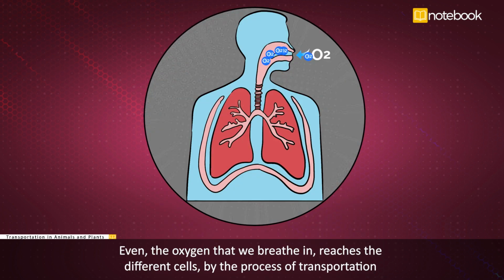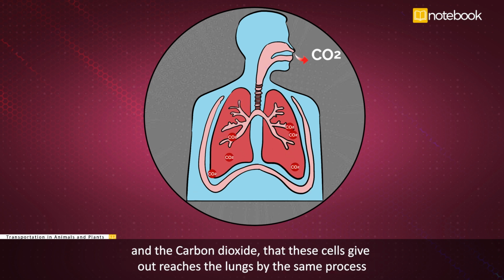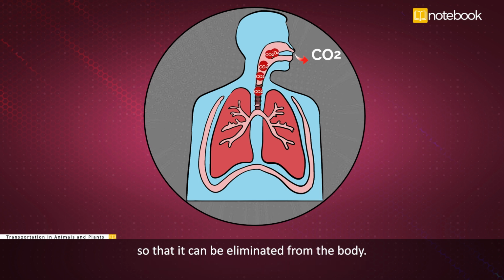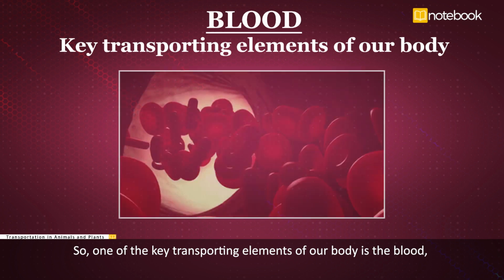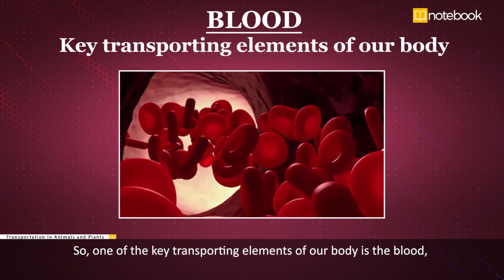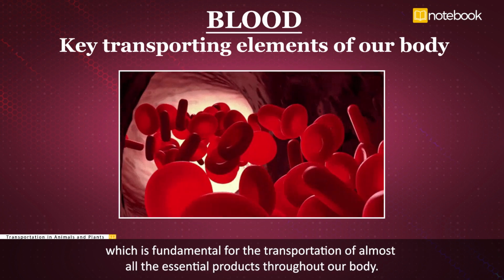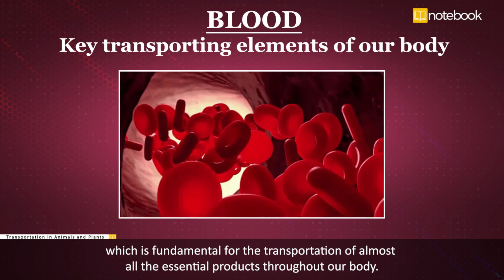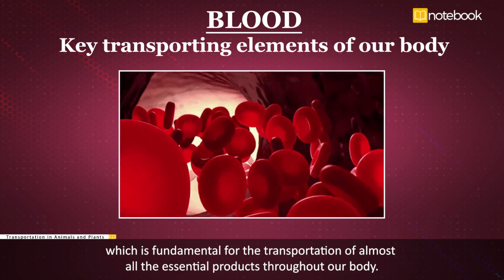Even the oxygen that we breathe in reaches the different cells by the process of transportation, and the carbon dioxide that these cells give out reaches the lungs by the same process, so that it can be eliminated from the body. So one of the key transporting elements of our body is the blood, which is fundamental for the transportation of almost all the essential products throughout our body.